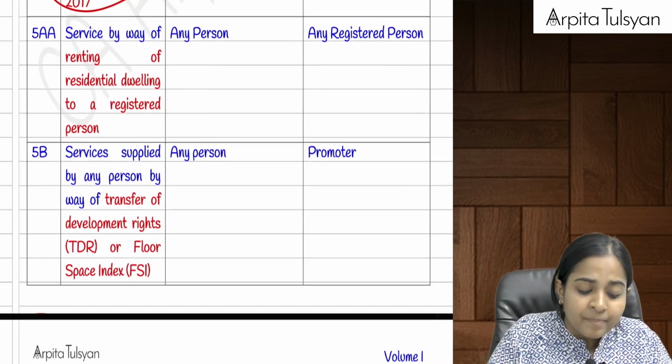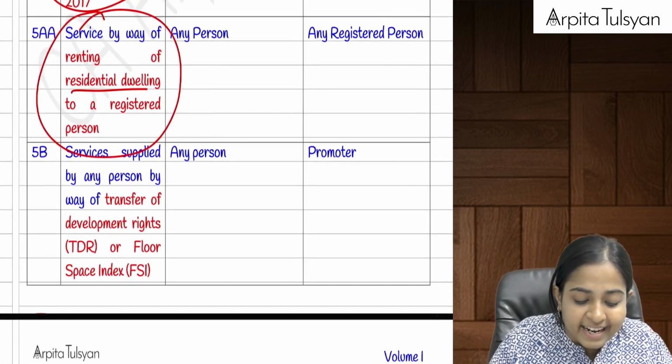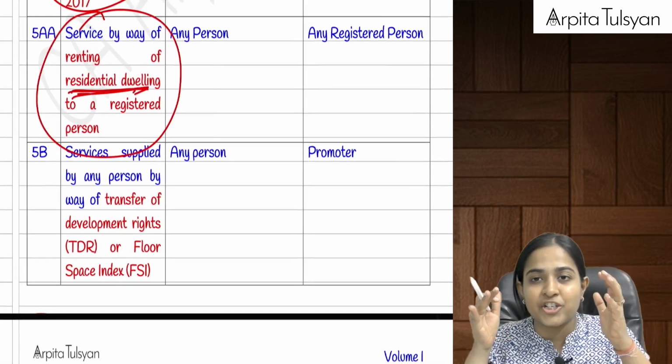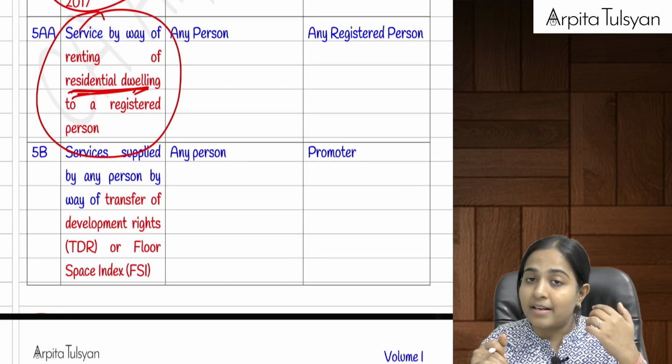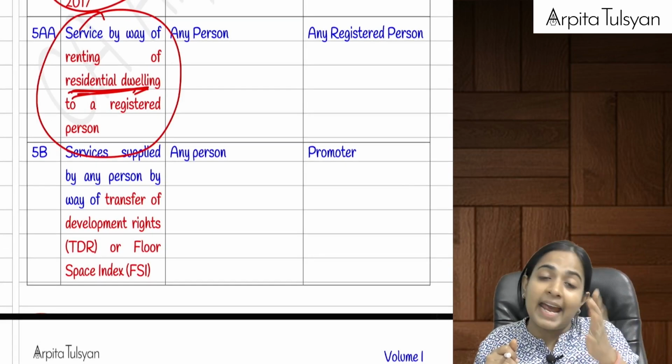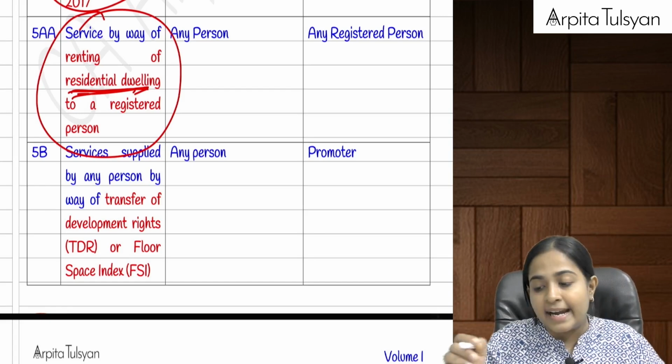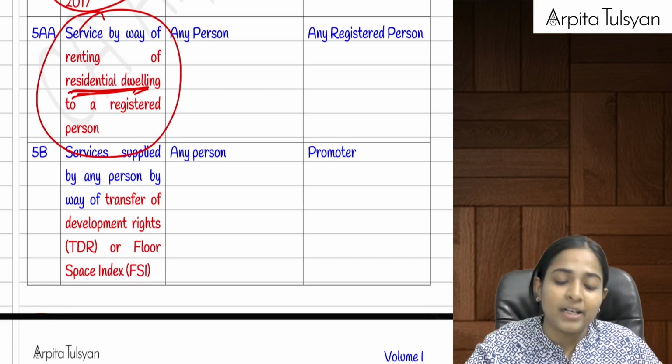Then the next point, service by way of renting of a residential dwelling, a residential house. Above was by the government of any immovable property. Here it is renting of any residential dwelling to a registered person.